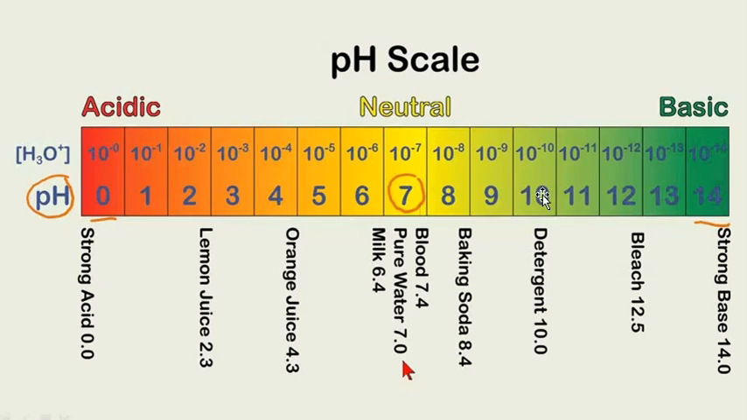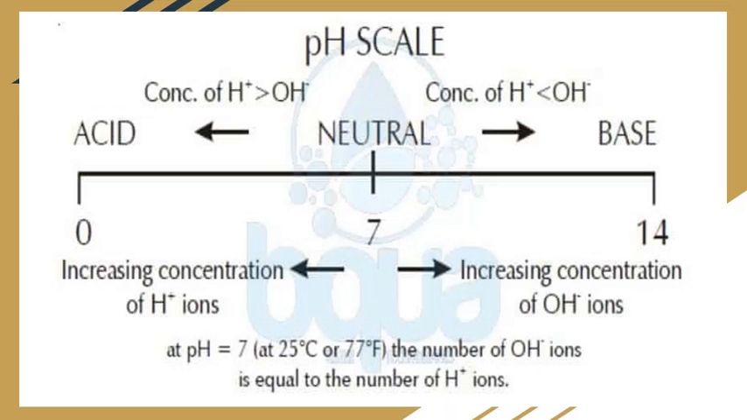Similarly, if you want to compare basicity of solutions, if I have two solutions having pH 9 and pH 12, which one will be more basic? The solution having pH 12 will be more basic, whereas the solution having pH 9 will be less basic, and so on. So I hope you understood the concept of acidity and basicity on the pH scale. Let us move on to the next slide and see further what the pH scale is all about.